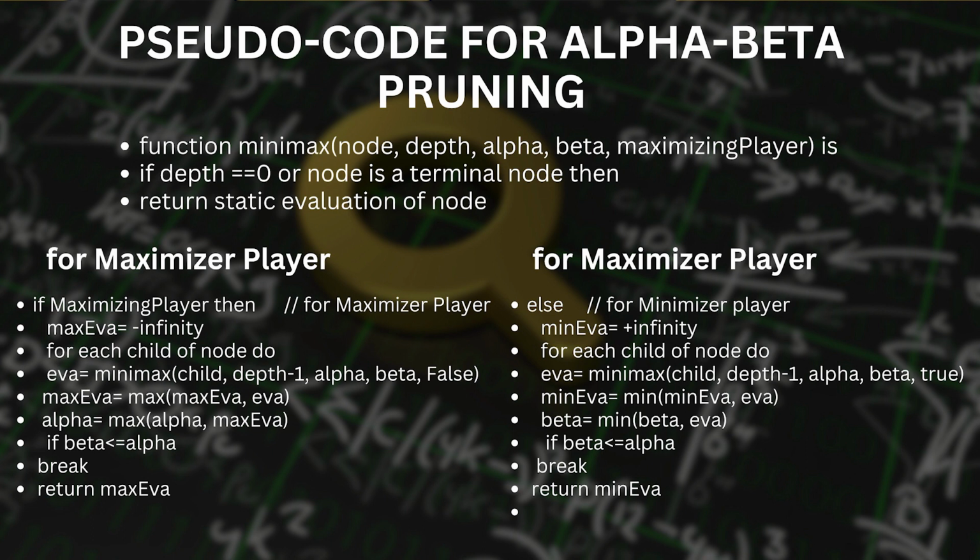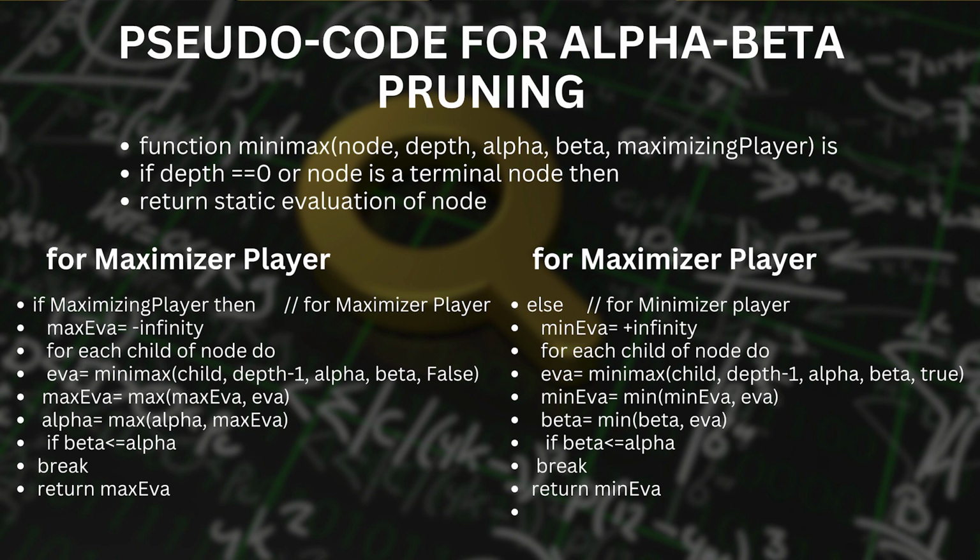maxEval is equal to max(maxEval, eval). alpha is equal to max(alpha, maxEval). If beta is less than or equal to alpha, then break. Return maxEval. Else, for the minimizer player, minEval is equal to plus infinity.